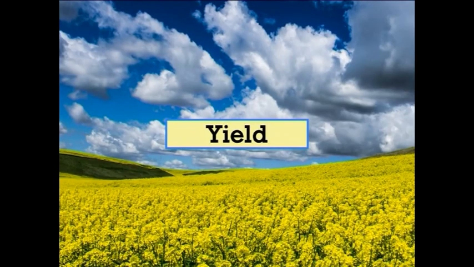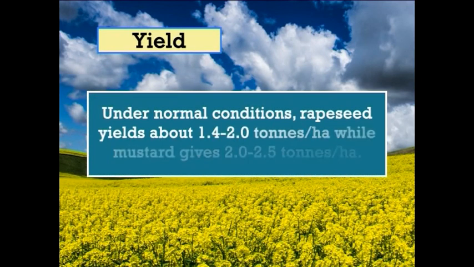Let's see the yield capacity of this crop. Under normal conditions, rapeseed yields about 1.4 to 2 tons per hectare, whereas mustard gives 2 to 2.5 tons per hectare.